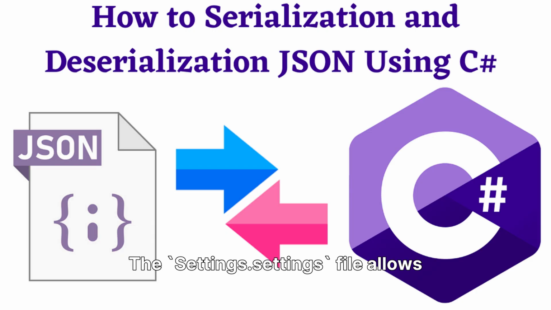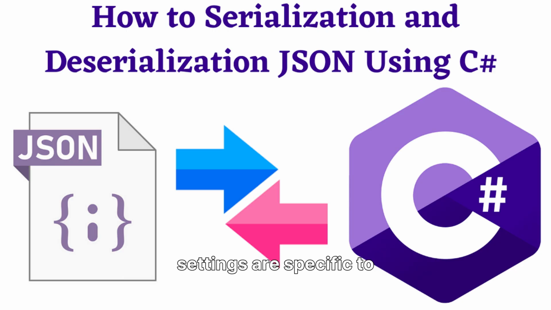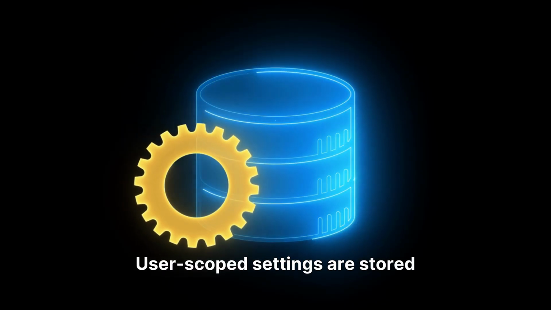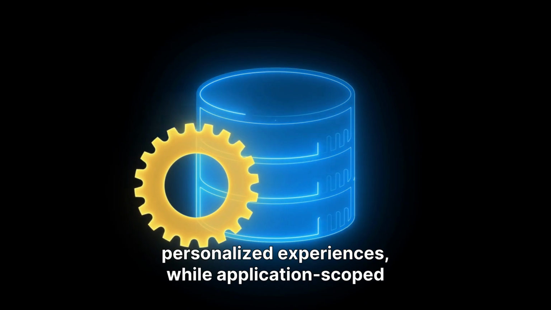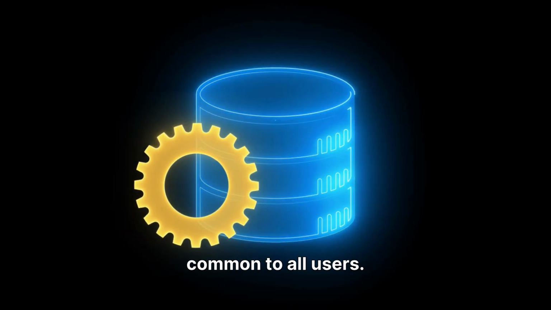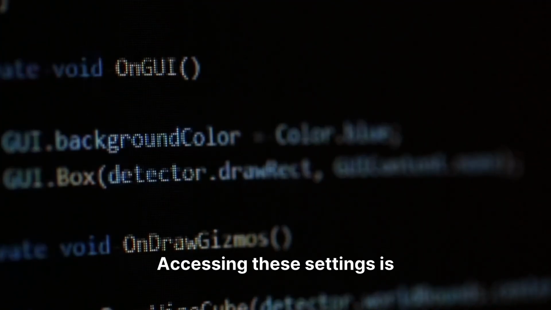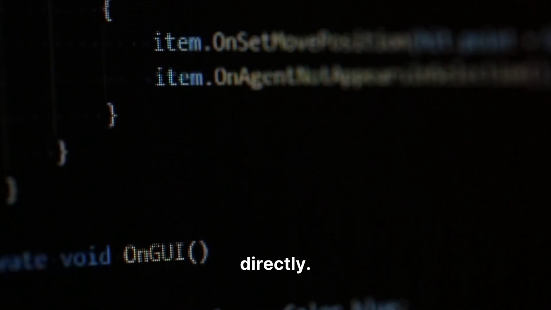your C# applications. The settings.settings file allows you to define properties with either user or application scope, controlling whether settings are specific to a user or shared across all users. User-scoped settings are stored per user profile, ensuring personalized experiences, while application-scope settings are read-only and common to all users. Accessing these settings is simple through the Properties, Settings, Default object, allowing you to read and write values directly.